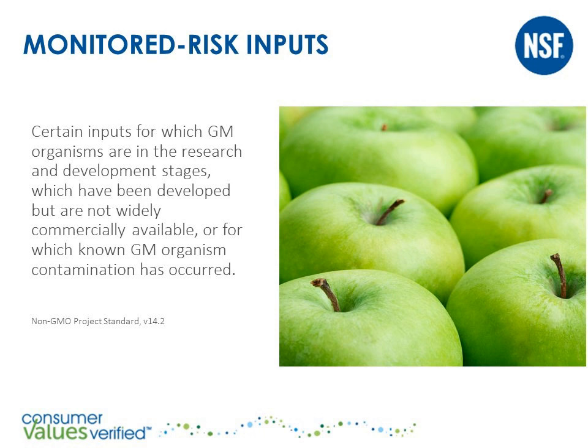So certain inputs for which GM organisms are in the research and development stage are considered monitored risk inputs. So these inputs are being developed, but they're not widely commercially available. Monitored ingredients can also be known organisms where contamination has occurred. And some of these include table beets, Brassica napa cabbage, apples, potatoes, flax, and mustard.